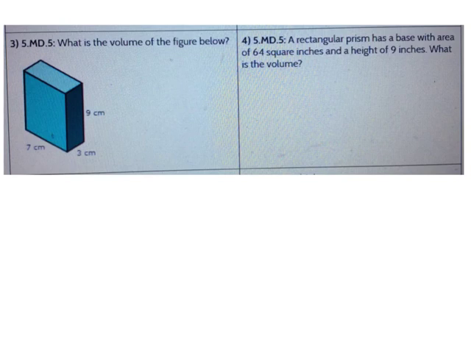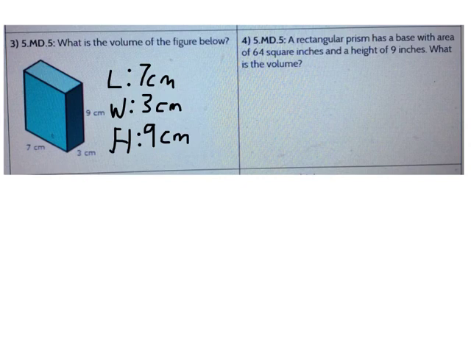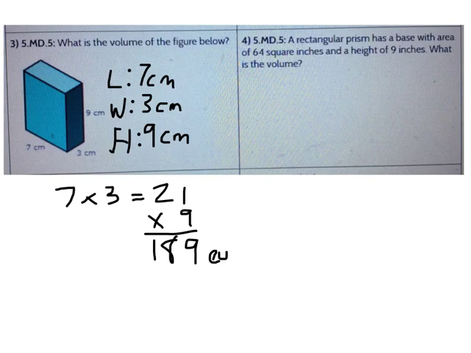Let's do another example. What is the volume of the figure below? Well, I can see that this figure has a length of 7 centimeters, a width of 3 centimeters, and a height of 9 centimeters. Go ahead and find the volume now. Well, I can multiply. 7 times 3 is 21. When I multiply 21 times 9, I can find that the volume is 189 cubic centimeters.